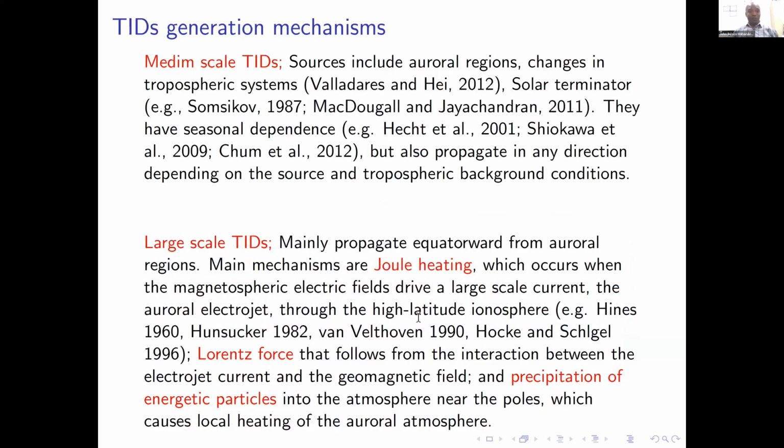Now, in terms of categorization, we know that the main categories are medium-scale TIDs and large-scale TIDs. And depending sometimes on conditions, they have different source mechanisms. Medium-scale TIDs, in most cases, travel in all directions, depending on the prevailing conditions. The sources include auroral regions, tropospheric systems, sometimes solar terminators, eclipses, and very many other mechanisms. Large-scale TIDs, in most cases, propagate equatorward from auroral regions, and these are mainly observed during geomagnetic storms. And so the main mechanisms are Joule heating, Lorentz coupling, and particle precipitation.